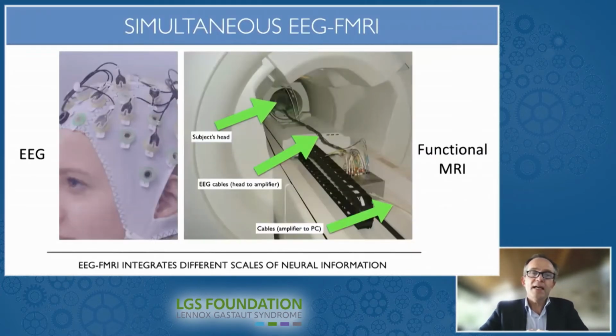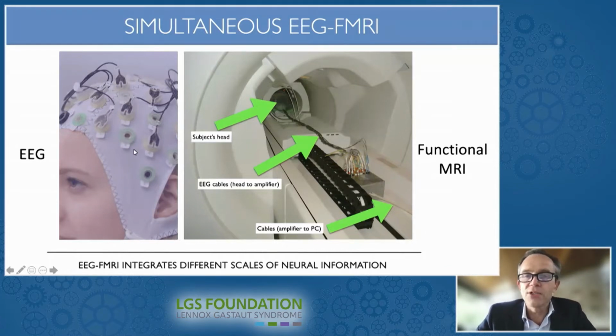So we looked at this condition from a network perspective. The fact that you have the same electroclinical manifestations despite a range of specific causes always suggested to us that there must be a unifying underlying epileptic network. And one way of studying this is with combined EEG and functional MRI.